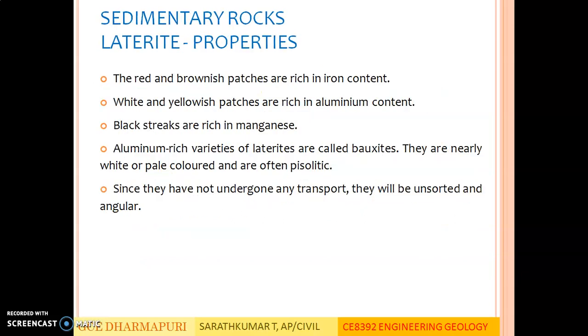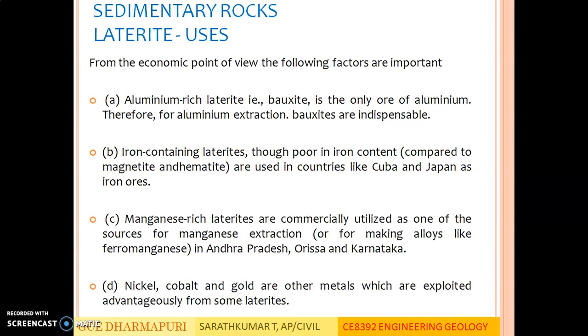Properties of laterite. The red and brownish patches are rich in iron content. White and yellowish patches are rich in aluminum content. Black streaks are rich in manganese. Aluminum-rich varieties of laterites are called bauxites. They are nearly white or pale colored and often pisolitic. Since they have not undergone any transport, they will be unsorted and angular. Normally, the transported sediments will be of rounded shape, whereas untransported sediments will be of angular nature.